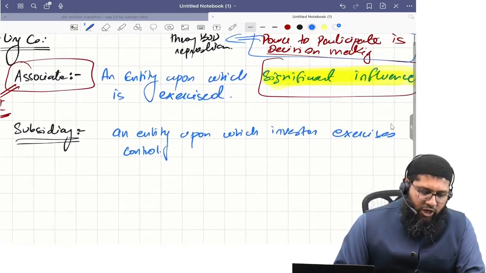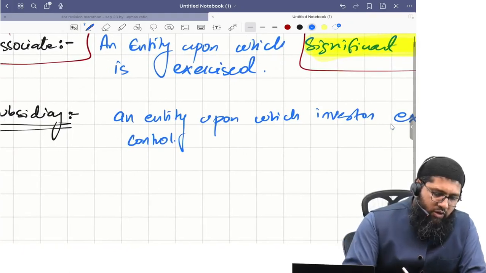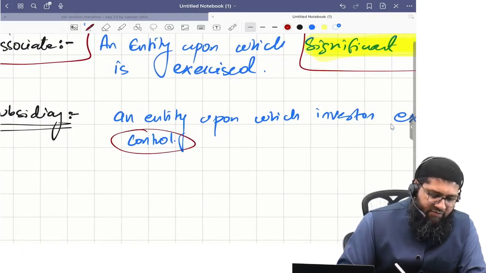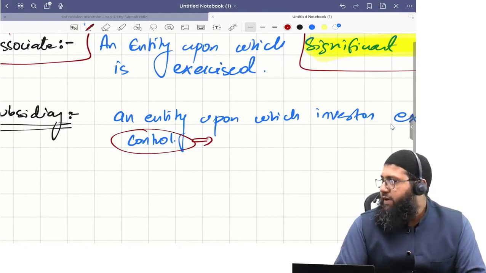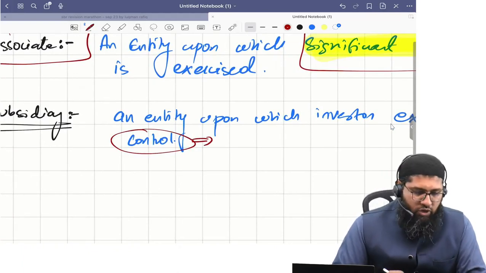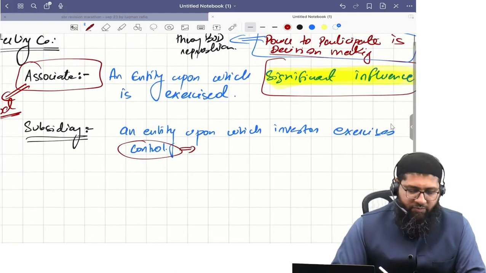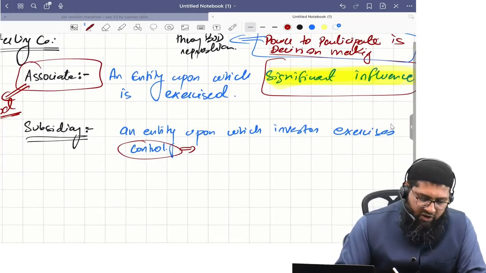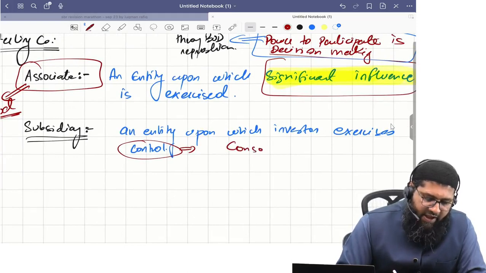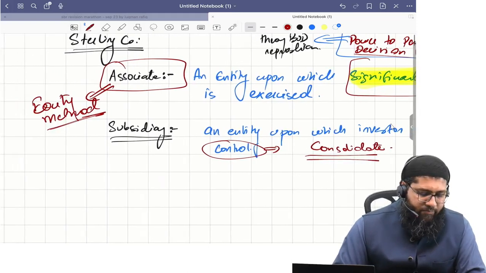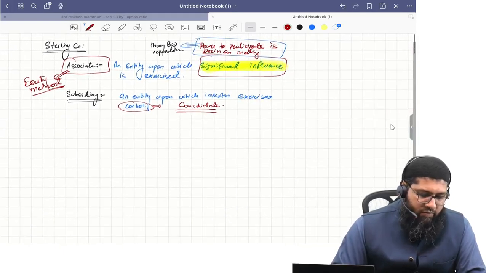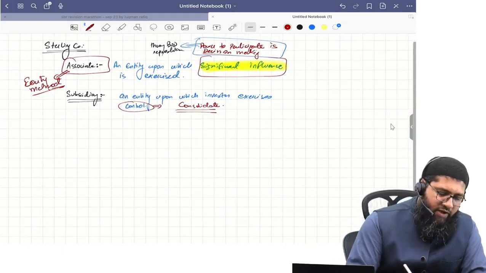Control has a certain definition, which we are going to come back to when we discuss it again. So the entity upon which the investor exercises control is going to be a subsidiary. And we know that with respect to a subsidiary, we consolidate the subsidiary.